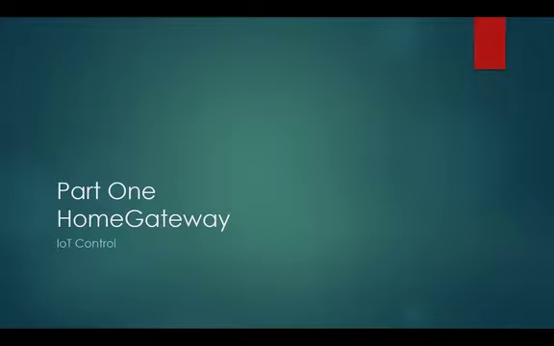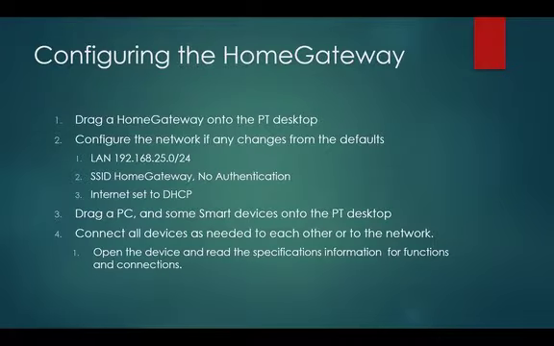The Packet Tracer Home Gateway is almost identical to a home gateway you might get as part of your ISP connection or that you have added to your network. These are the basic steps in configuring the home gateway. First, you will drag the home gateway onto the Packet Tracer desktop. The home gateway has the default settings that you see on this slide.